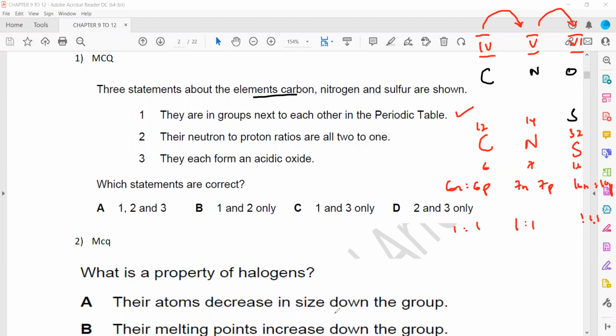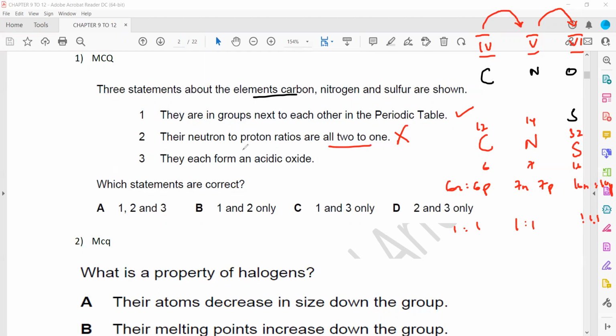So according to this statement, the ratio should be 1:1, but here they say 2:1. That's why this is not correct. If it was nucleon number to proton number, then it is 2:1. But neutron to proton, it is 1:1.